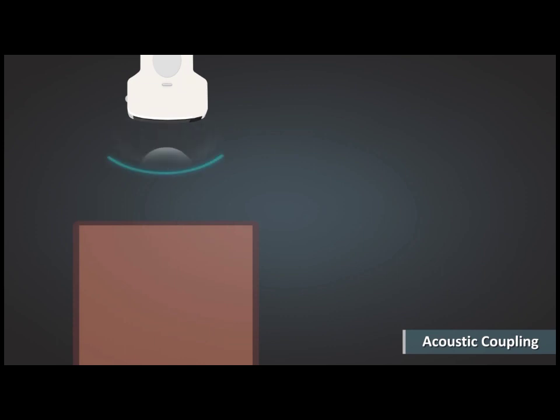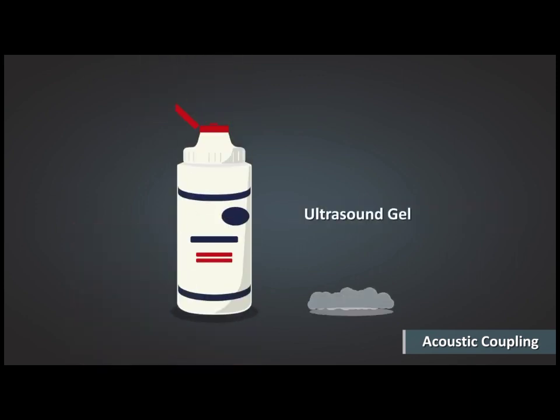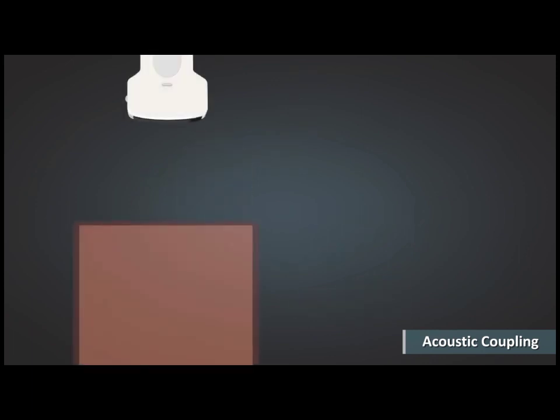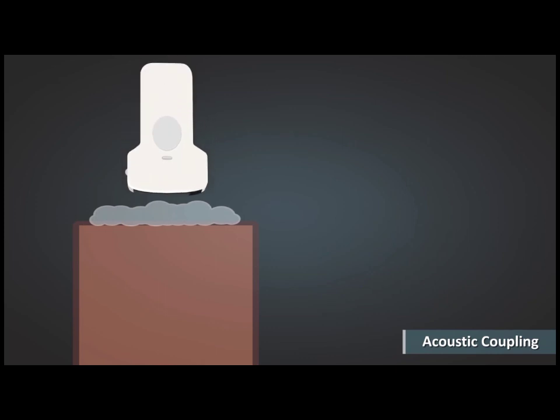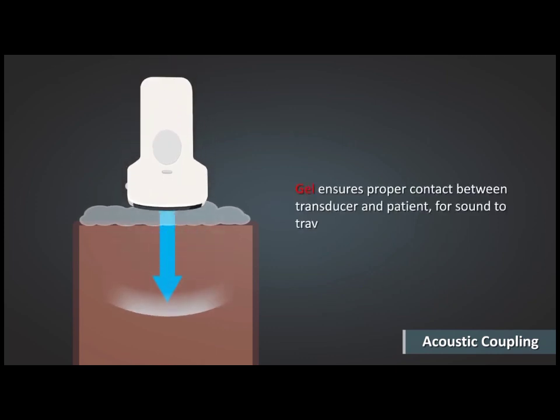For sound to travel through the body, the medium must be acoustically coupled. Since ultrasound is reflected by air, we need to use gel, and there has to be proper contact between the transducer and the patient. When air is trapped between the transducer face and the skin, it reflects sound waves and creates shadowing.